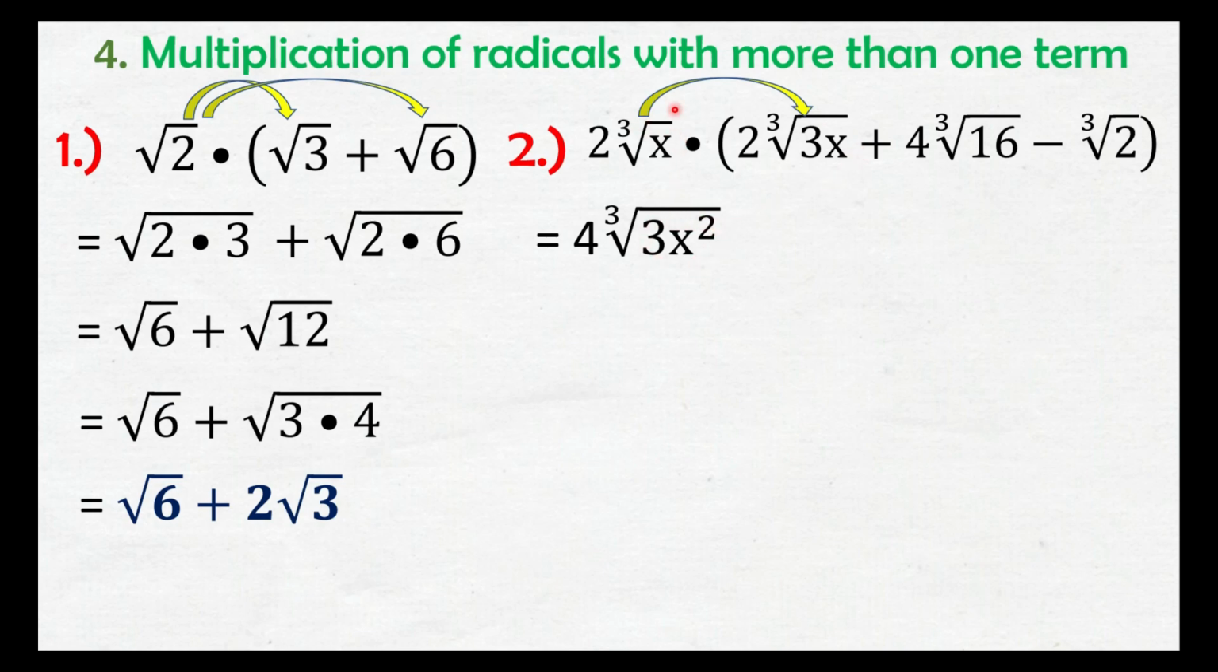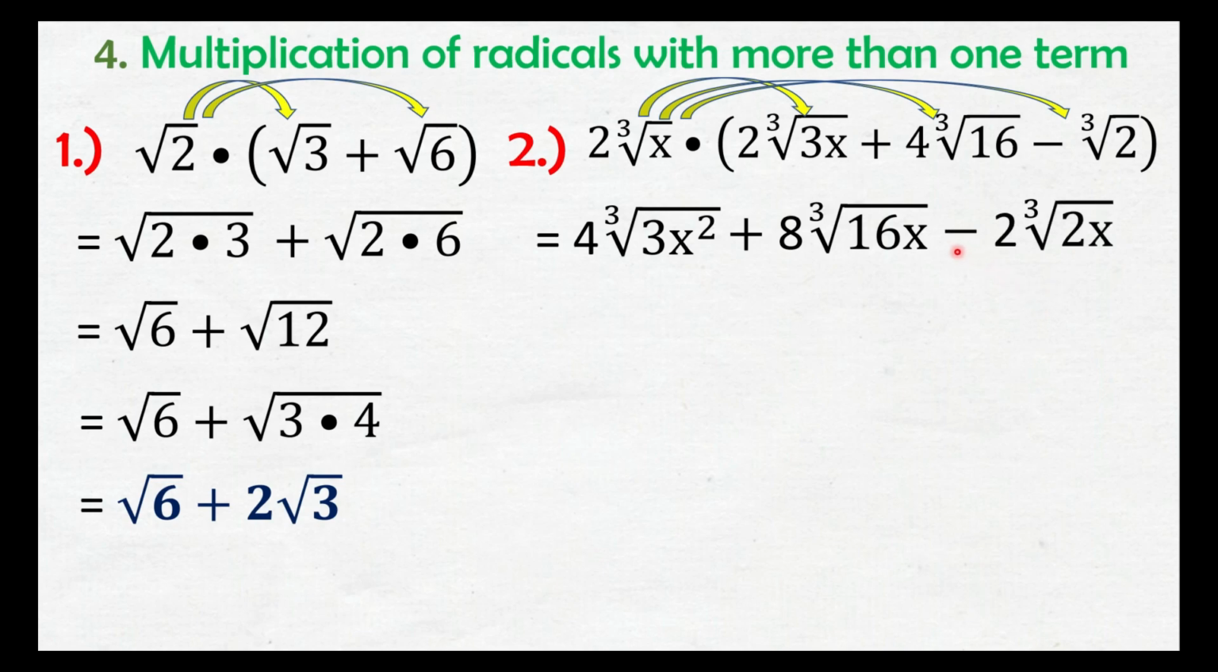And then, distribute na naman natin dito sa pangalawang term. So, multiply natin yan dito sa 4 cube root of 16. So, makuha natin ay 8 cube root of 16x. 2 times 4, that is 8. And x times 16, that is 16x. And last one, i-multiply natin siya kay negative cube root of 2. So, makuha natin answer dyan ay negative 2. So, 2 times yung negative 1 dito na invisible. 2 times negative 1, that's negative 2. And since magkapares naman yung index nila, x times 2, that is 2x.